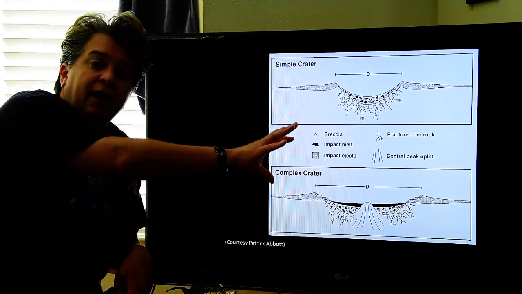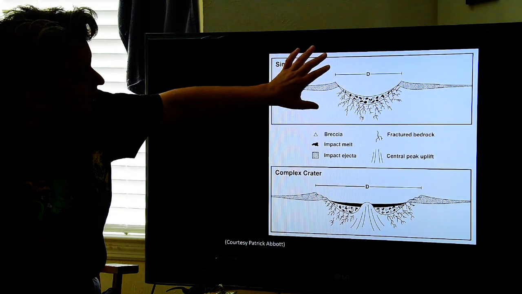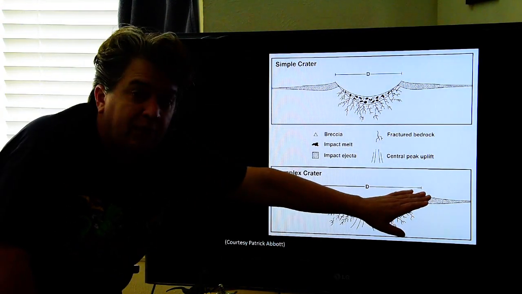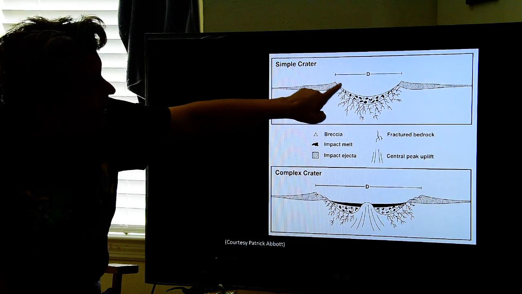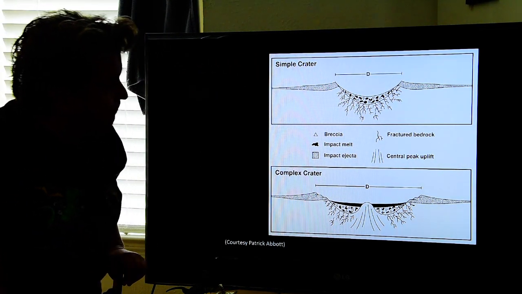And this slide right here simply summarizes the difference between our simple crater and our complex one. The diameter of the complex one is much greater, though the depth appears less, and this is that nice simple bowl shape that we get.